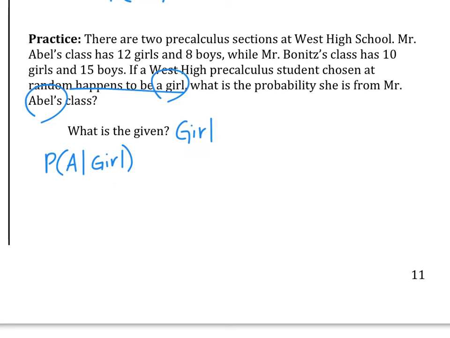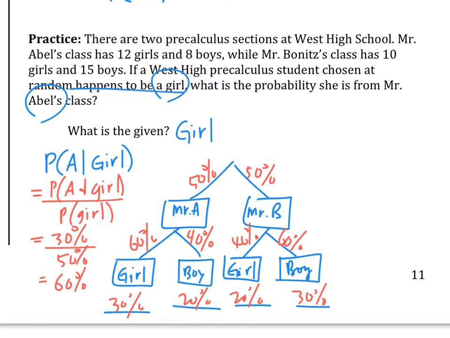So pause the video, go ahead and do it, and then come back and check your answer. Okay, so please take a look at the tree diagram. I changed the 12 girls and 8 boys information into percentages so that it's easier to calculate. And at the very end, you want to apply the formula: probability of Mr. A's class and a girl, divided by the probability of just selecting a girl. Okay, so please check your answers.